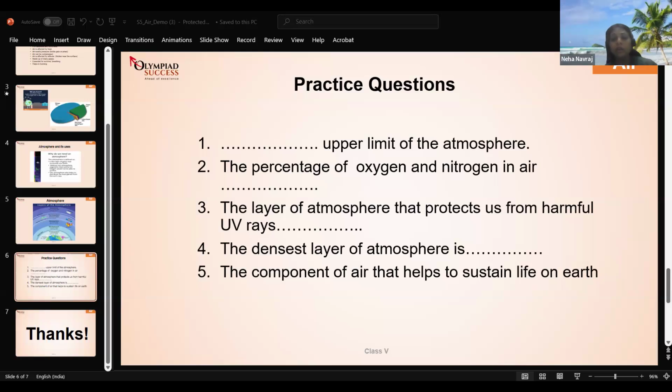Okay, no worries. So O2 is the formula for oxygen and N is the formula for nitrogen.